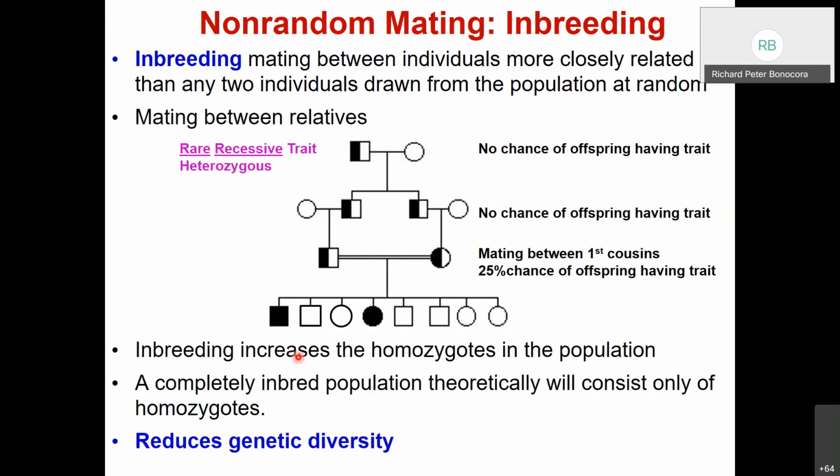So inbreeding increases the homozygous individuals in the population, and a completely inbred population theoretically will consist only of homozygotes, and it reduces the genetic diversity.